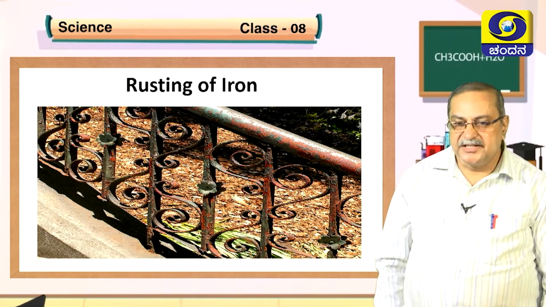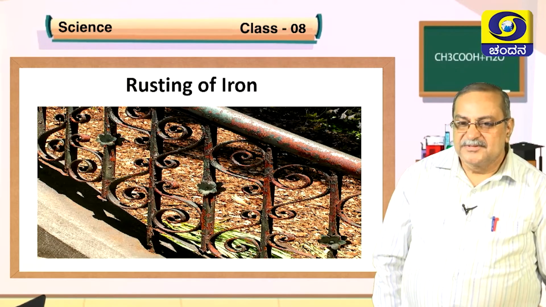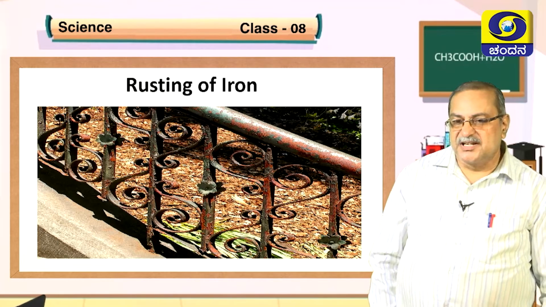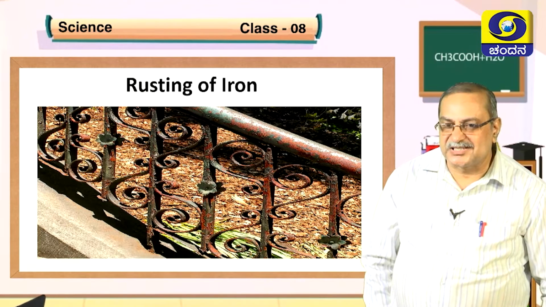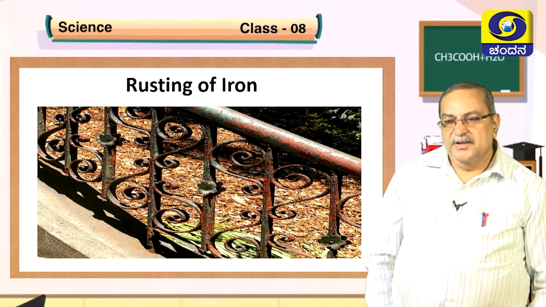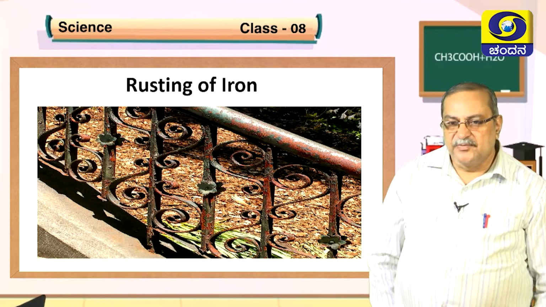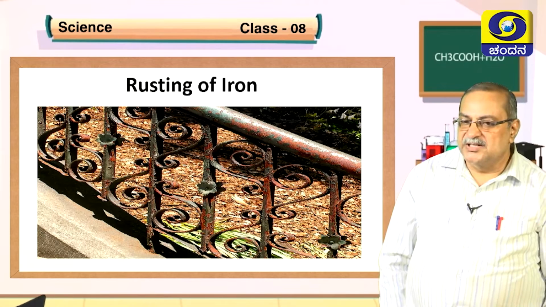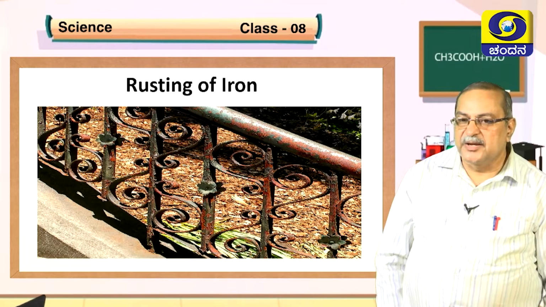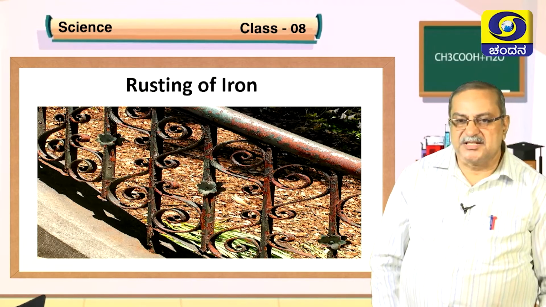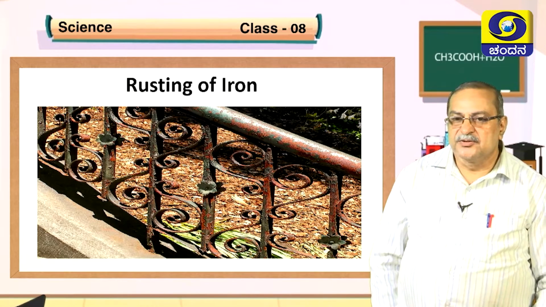Now, see the gate. What happened? See how nice, no? First it was shining, but now it is rusted. Iron, when exposed to air and moisture, undergoes rusting, a chemical reaction, and it forms rust. That means iron combines with oxygen to form rust.